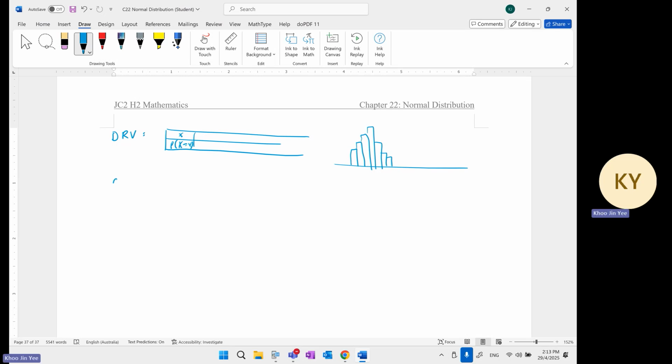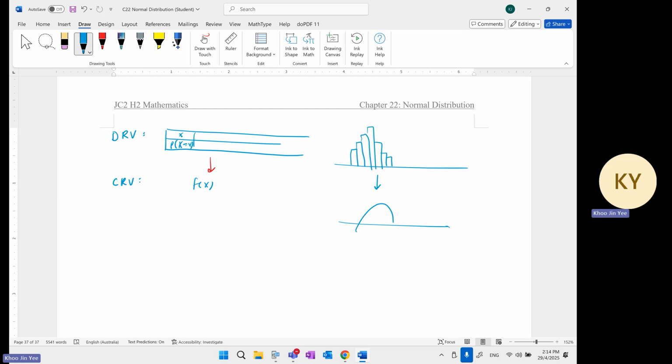Now for CRV, this table would change to a generic function, because it has to be a continuous function. And this histogram would mainly be a graph. It can be a bell-shaped graph, or an increasing graph, or even a parabola kind of thing. So it depends on what kind of function we're looking at.